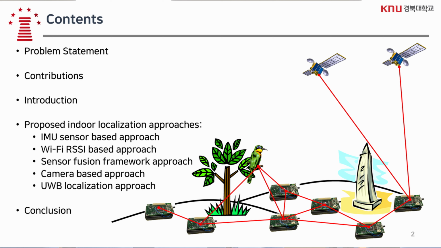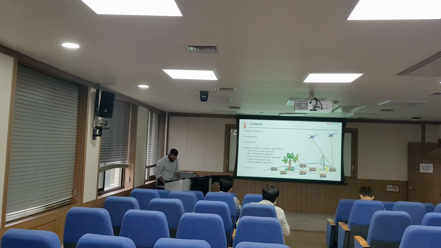And in this thesis, we proposed five approaches. First we started with IMU sensor based localization, and we considered Wi-Fi RSSI based localization. Then sensor fusion. In that sensor fusion framework, we combined IMU sensor data and Wi-Fi RSSI data together to improve the performance of localization. And also we consider a camera sensor, and finally to get centimeter level localization accuracy, we use the UWB based localization system. And finally, I conclude my presentation.